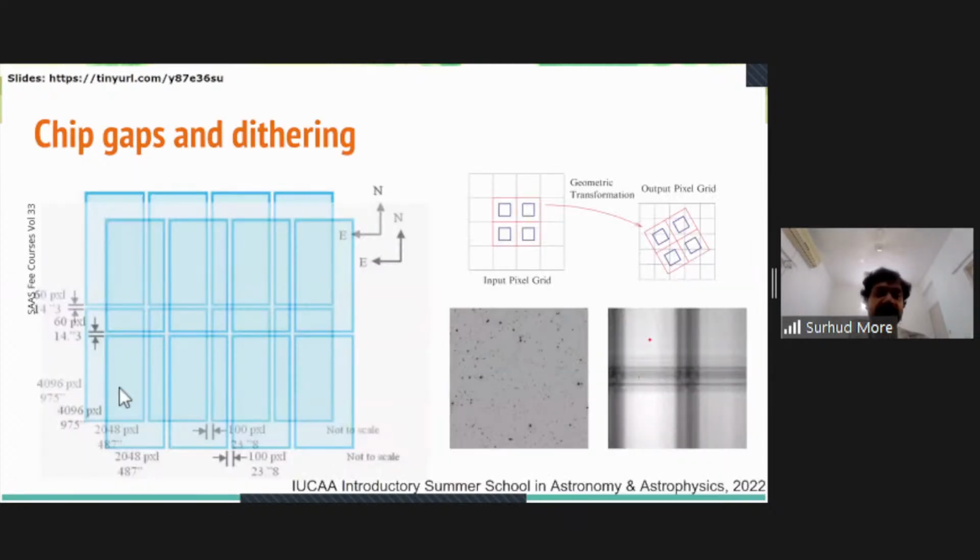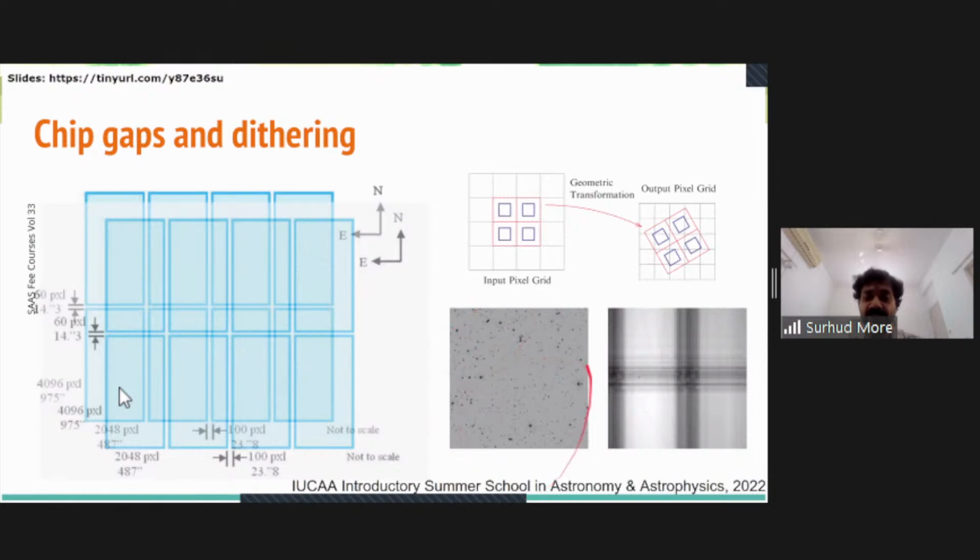So what do you do when you have chip gaps? To fill these chip gaps, you just do a dithering, right? So you move the telescope a little bit so that the chip gaps fall in a different region of the sky. And when you co-add data from all these different detectors, the chip gaps get filled. There will be some common region which doesn't appear in both. And so you cannot just do one dithering, you have to do multiple dithers so that you don't have many gaps which remain. So that is what is done.